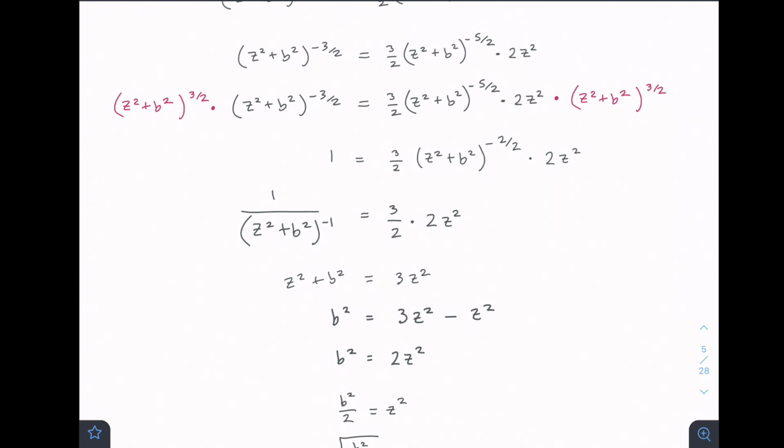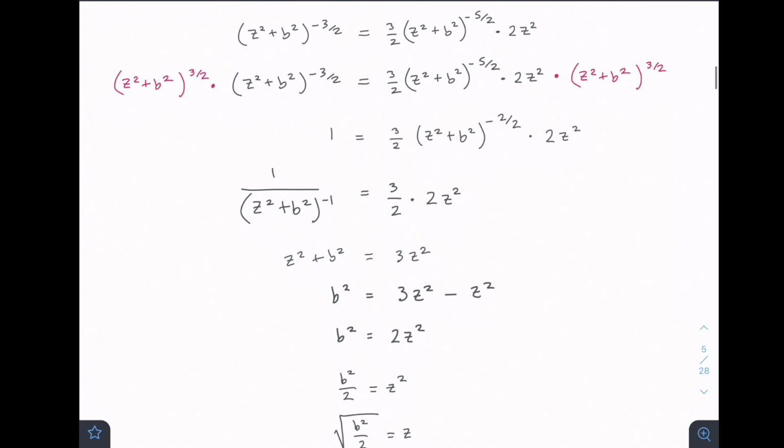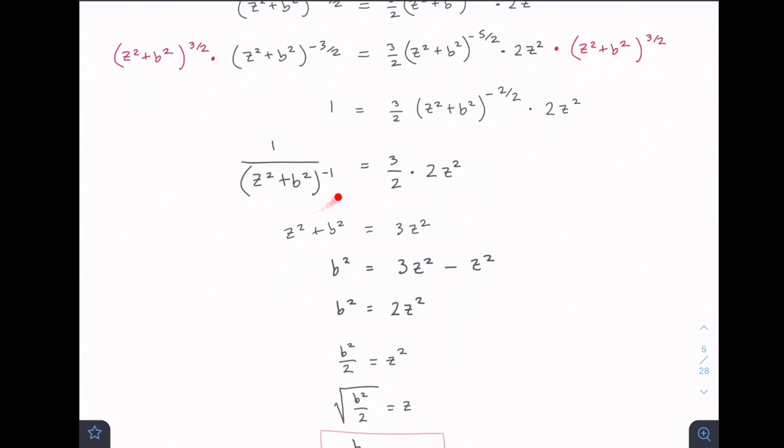Then we divide by z squared plus b squared to the negative 1. Dividing something by this to the negative 1 is equal to multiplying by it, so the negative 1 basically causes it to end up in the numerator. Again, just algebra review here.